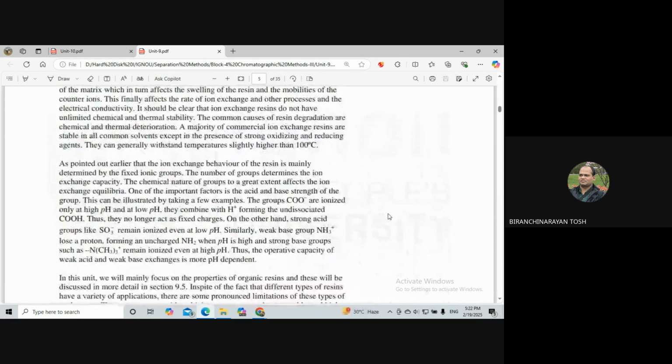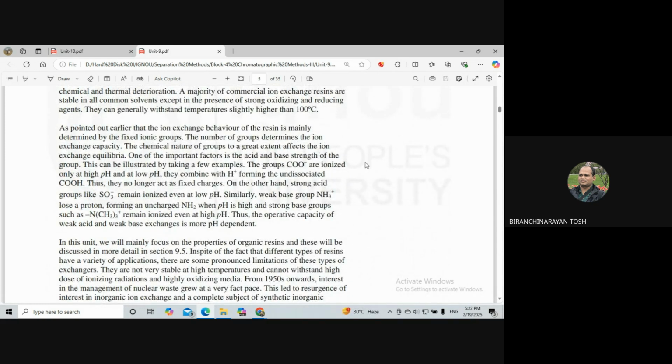So, as pointed out earlier, the ion exchange behavior of the resin is mainly determined by the fixed ionic group. The number of groups determines the ion exchange capacity. The chemical nature of the group to a greater extent affects the ion exchange equilibrium. For example, groups like carboxylate are ionized only at a high pH, and at low pH they combine with H plus, forming undissociated carboxylic acid. Thus, they no longer act as fixed charges.